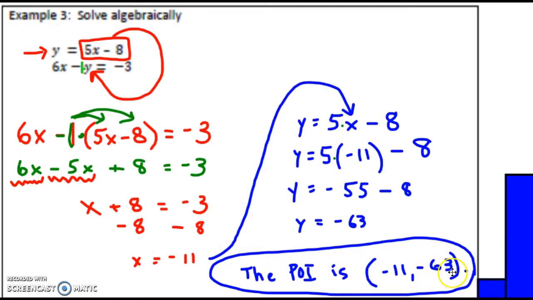We would need a very large piece of paper to find this point of intersection. If we were going to graph this thing on graph paper, you'd have to go all the way down to negative 63 and all the way over to negative 11 to find it. So luckily we have this new method called the substitution method that we can use.